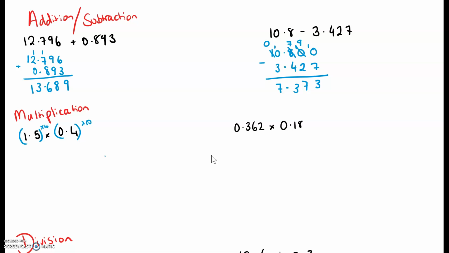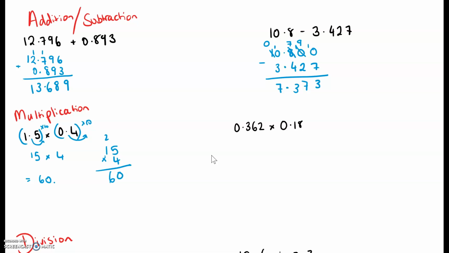So 1.5 times 10, we move the decimal point 1 spot, and that becomes 15. Then 0.4 times 10 moves the decimal point 1 spot again, so we end up with 4. Now 15 times 4, if you want to, you can do your column multiplication. So 5 times 4 gives you 20. Okay, 4 times 1 gives you 4, plus 2 gives you 6, so 60. If you want to do that in your head, it's completely fine, because it's not a very hard multiplication. Okay, so now we've got 60.